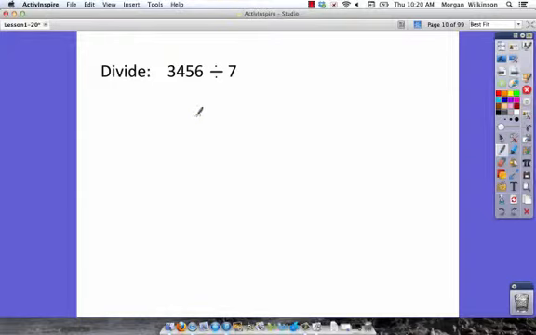Alright, now we're going to divide. We've got 3,456 divided by 7. 3,456 in the box, 7's out of the box. And we're going to go ahead and divide. 7 goes into 3 0 times. We could put a 0 there, but we don't have to. 7 is going to go into 34. Well, 7 times 4 is 28. 7 times 5 is 35. That would be too big.